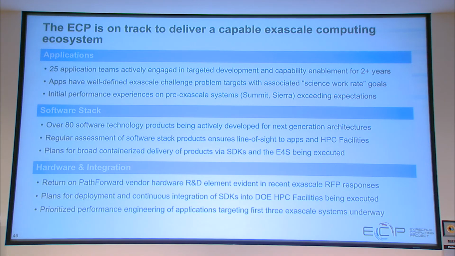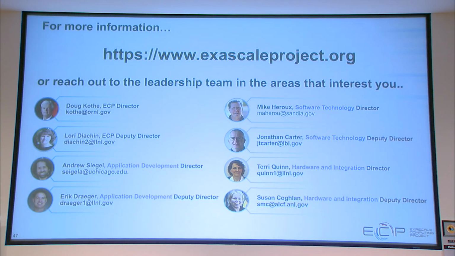So just to summarize, I think the ECP is on track. It's been going since 2016. It's a large effort consisting of about 100 different research teams, about 1,000 researchers, working on 25 different applications, about 80 to 90 different software technology projects, and working towards integrating all of this for exascale computing.